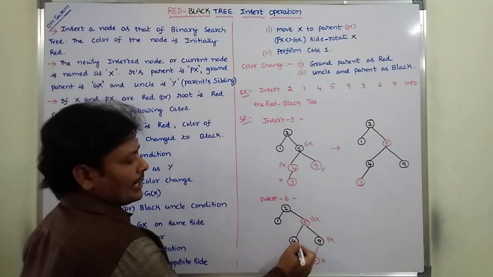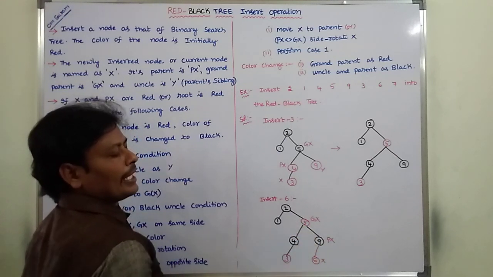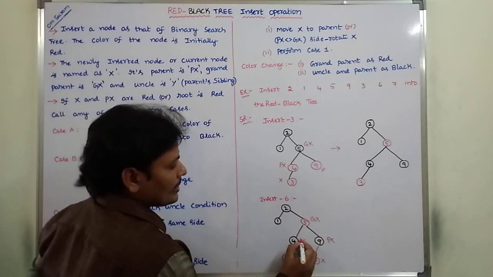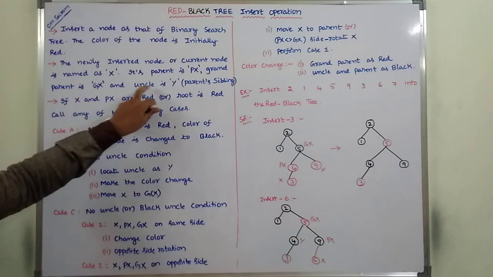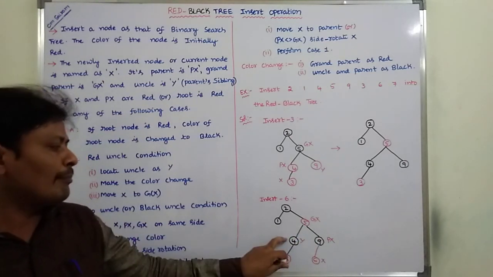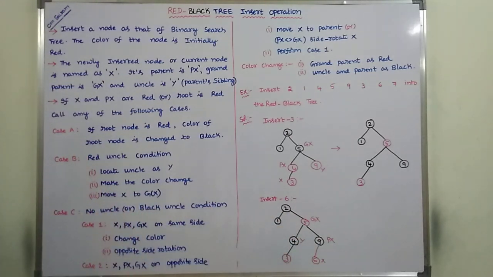Here parent's sibling is this one. Grandparent's son is this one. So this is denoted by Y. So its uncle is Y. Parent's sibling, grandparent's son.